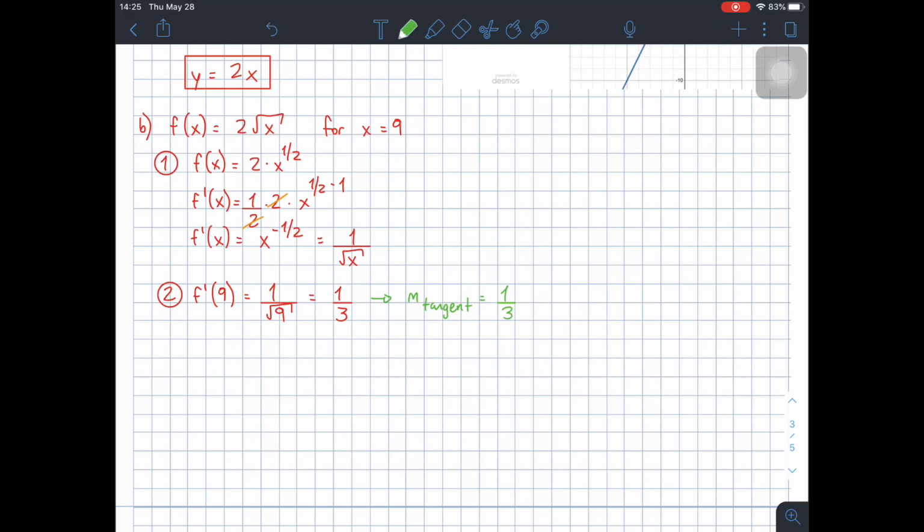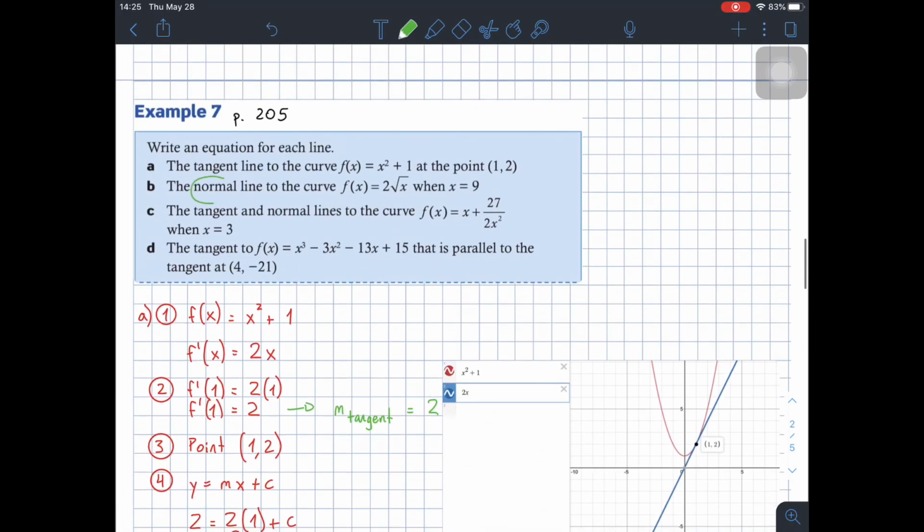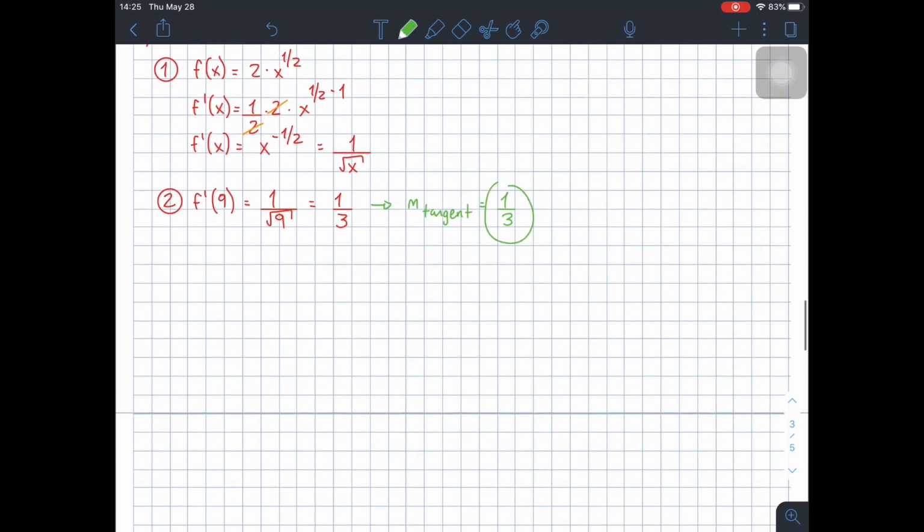But if you remember from the exercise, we're looking for the normal line, not the tangent line. So with this information, I can already determine the slope of the normal line. The slope of the normal line is a negative reciprocal. The negative reciprocal of 1/3 is negative 3 over 1, which is the same as saying negative 3. So we already have the slope of the normal line.